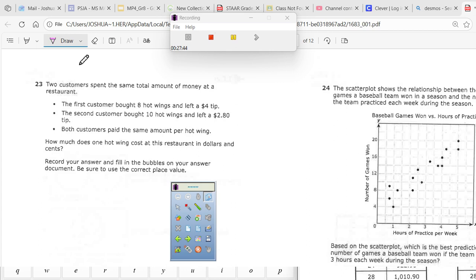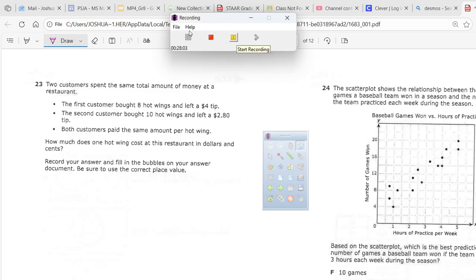Okay, so looking at two customers who spent the same total amount of money at a restaurant. Both customers pay the same amount per hot wing. How much is that? $5. Hold on. Okay, so on this one here, this is what I read.